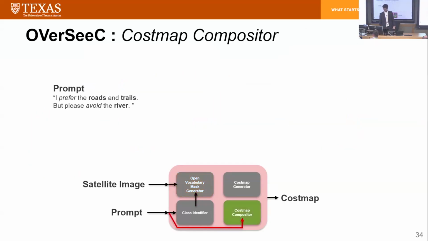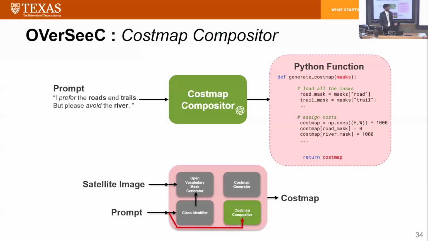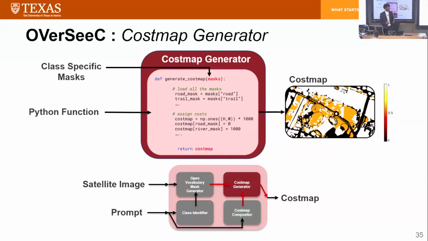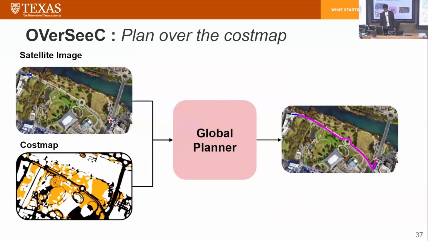Once we have that, lastly, we have an LLM, we pass a natural language prompt, and that gives us a Python function that adheres to the user's preference. So once we have everything, we have the masks, we have the Python function, or the cost map function, we combine them together to get the cost map. So this is an entire overview of OVerSeeC. So we have the satellite image, we have the cost map, so we can take a global planner and plan over the entire map.